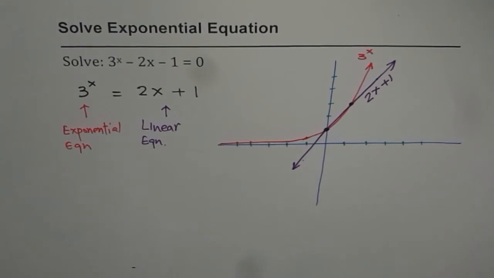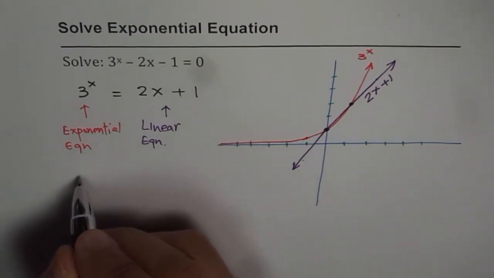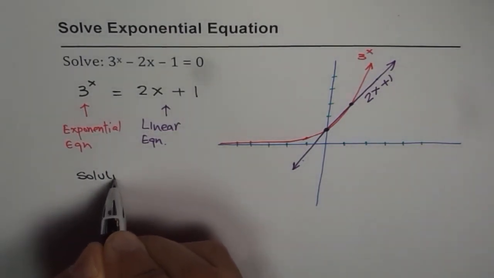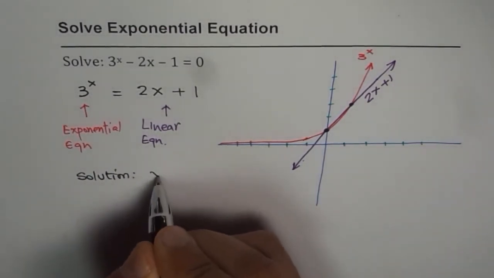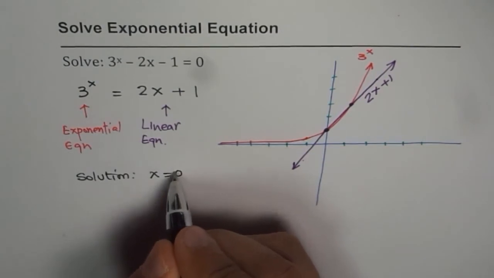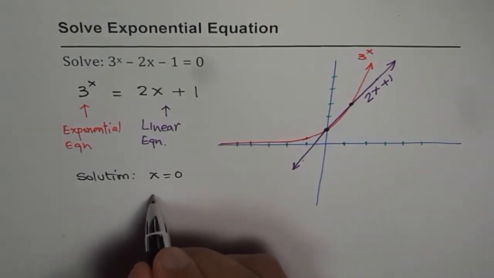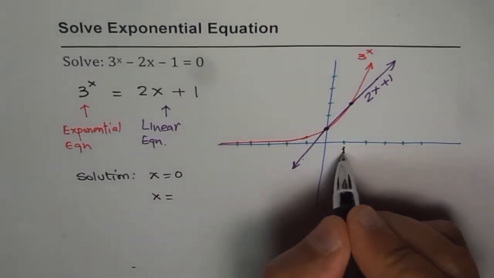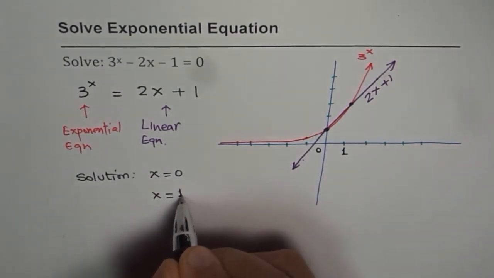As you can clearly see from the graph, we have two solutions, and therefore we can say our solution is at x equals 0, right? At x equals 0, and the other solution is at x equals 1, right? So these are the two solutions.